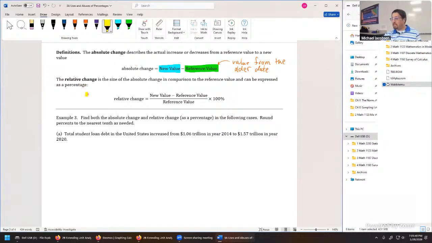However, this section is really about percentages, so absolute change is not the whole story. You can get a feel for the magnitude of an absolute change if you put it in terms of a percent, and that's what relative change is all about. We take the reference value and divide by it, so the numerator is just the absolute change. Divide by the reference value, multiply by 100, and now we have a percentage, which gives us an idea of the size of the change. That's what we're going to look at in the next couple of questions.